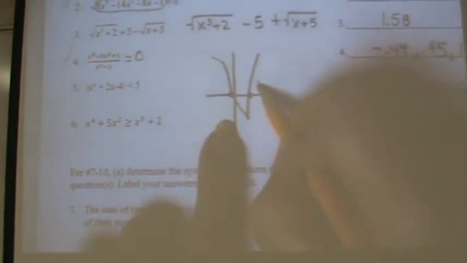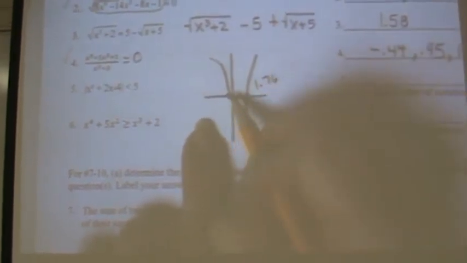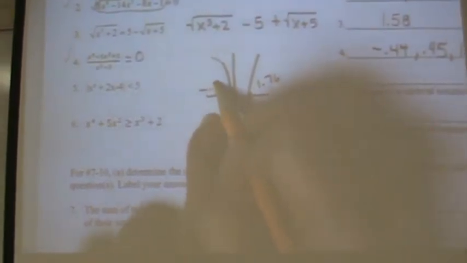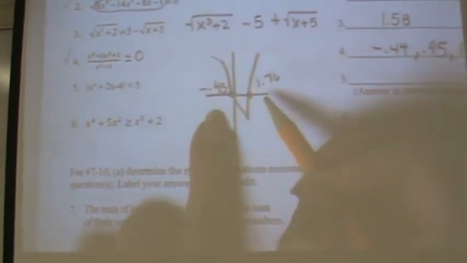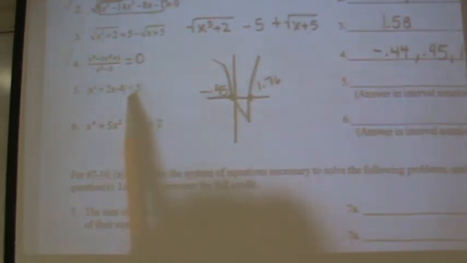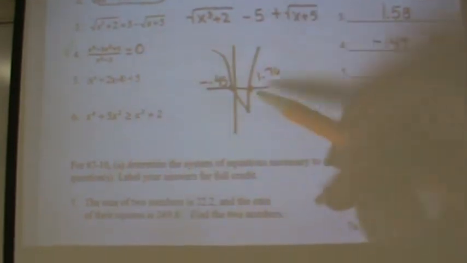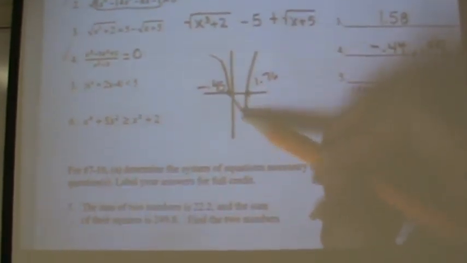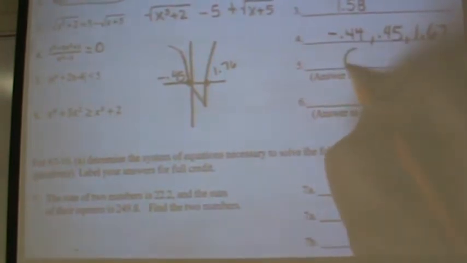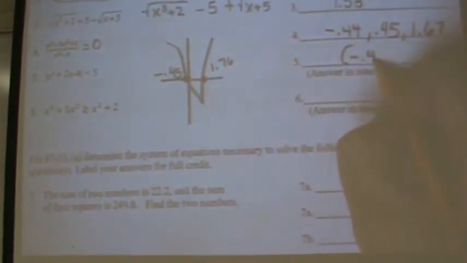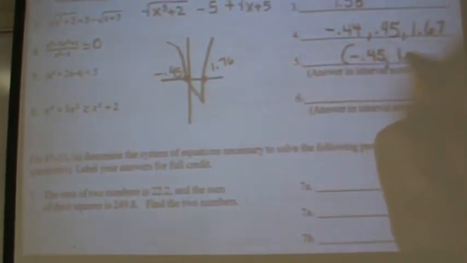Anyways, it does work. 1.76 is this 0, so it's working on yours. And this one is negative 0.45. Did it work on yours? Okay, good. So now, where is the portion of the graph that's less than 0, because we brought this 5 over. It's this portion right here. So it's between negative 0.45 and 1.76.